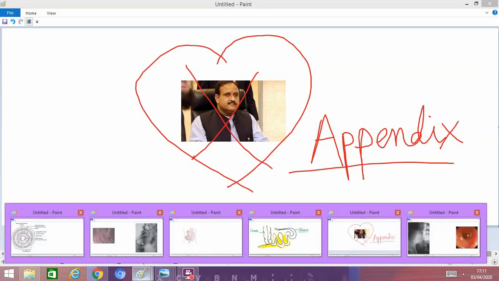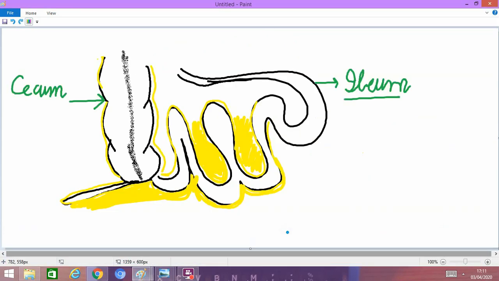What is an appendix? Appendix is a vestigial organ. Vestigial means that it was important to our ancestors back in evolution, but it is not as important to us. Appendix is also called vermiform appendix. It is called so because it resembles a worm in appearance.